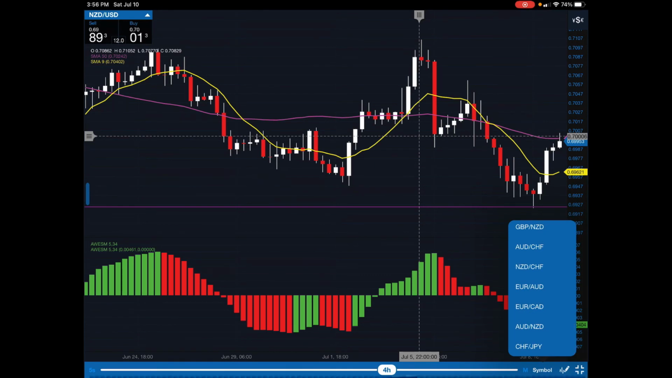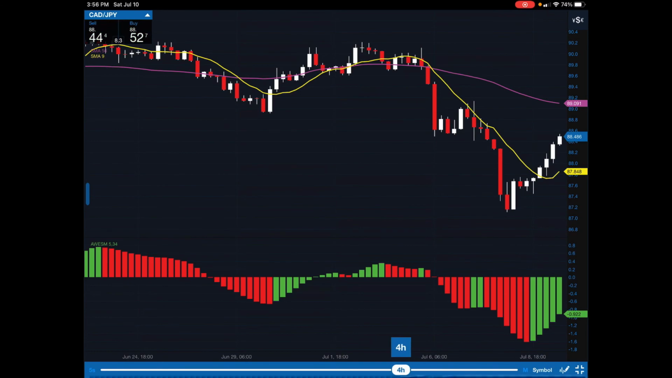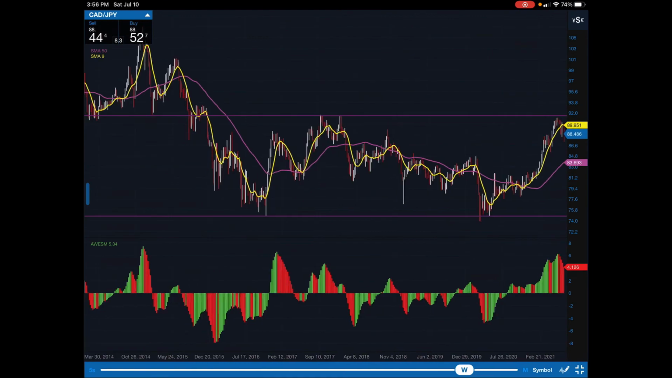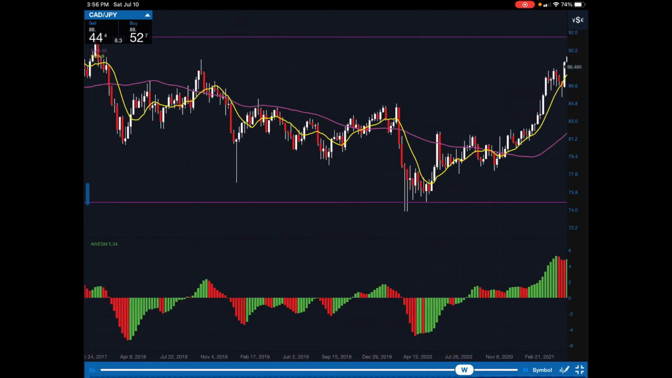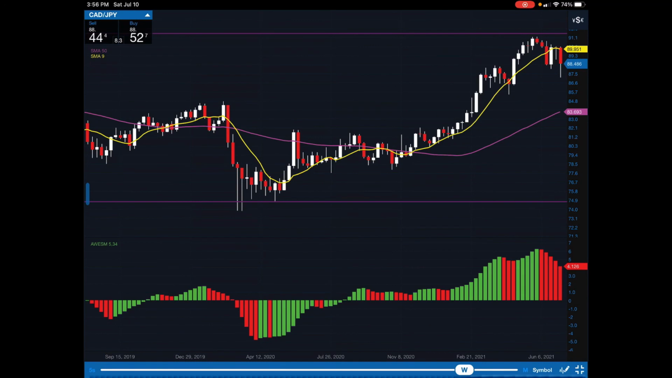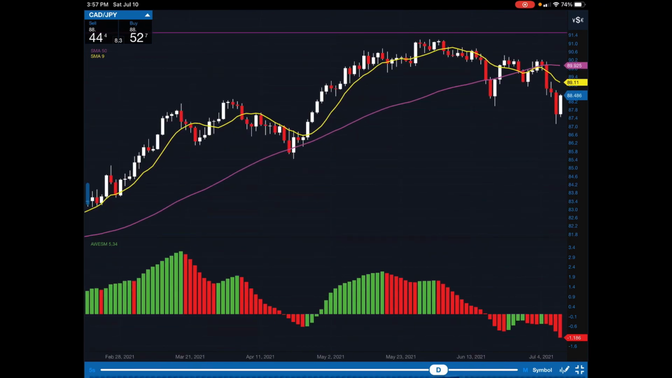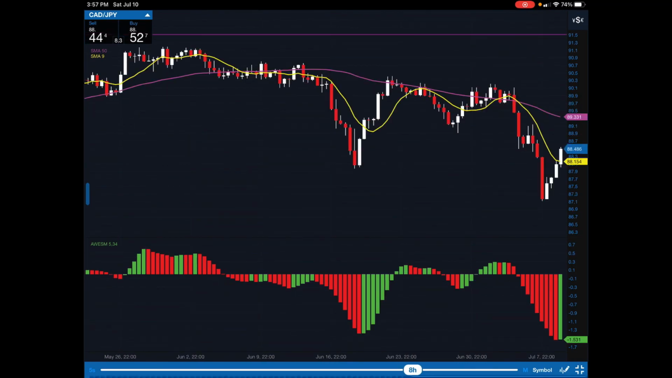And looks like that's all I want to go over this week. Possibly CAD yen. I like to keep an eye on CAD yen at times, just because it is a commodity pair. Looks like the weekly time frame is showing lots and lots of signs of bearishness. On the daily, it's already crossed below the 50, quite convincingly. And do we have any setups on the 4 hour time frame to go short?